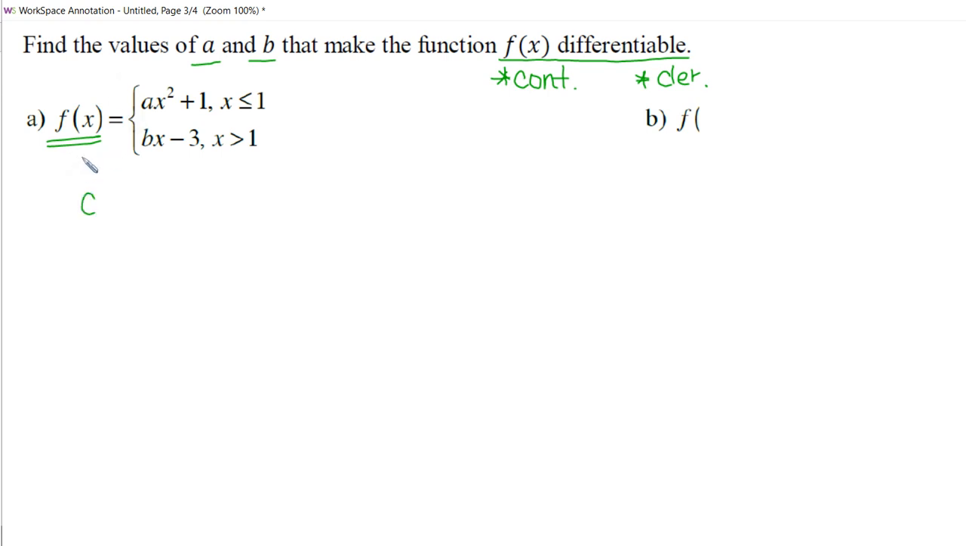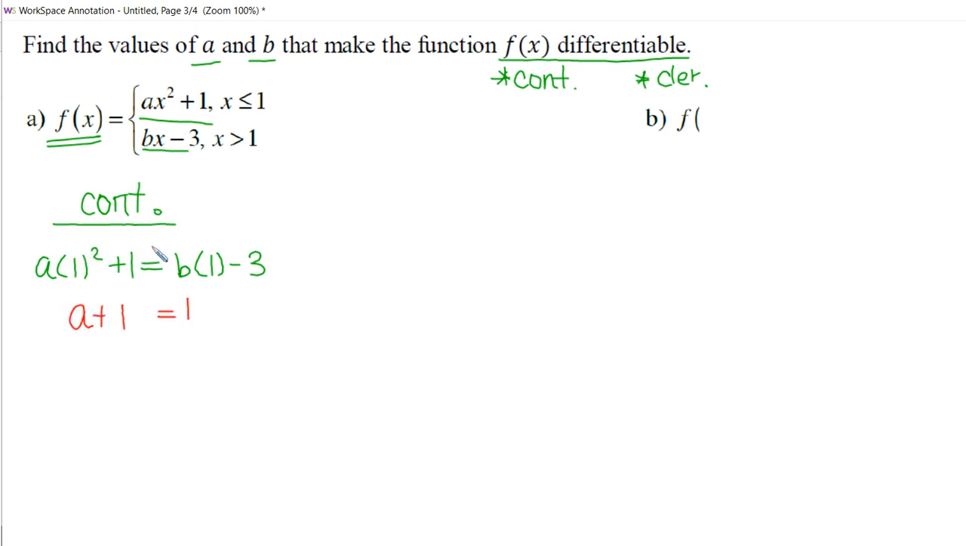so we can go ahead and do the continuity part here and say, okay, so I know that my limit from the left, which is the top one, is equivalent to my limit from the right, which is the bottom one, at 1. So we're plugging in 1 to both of them. Now we can go ahead and make this prettier, and this becomes a plus 1 equal b minus 3.